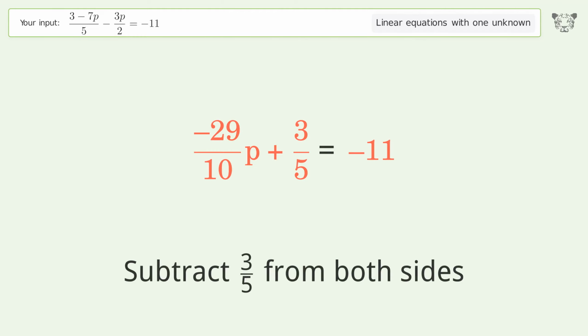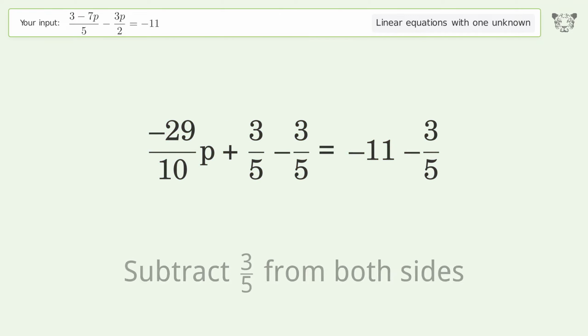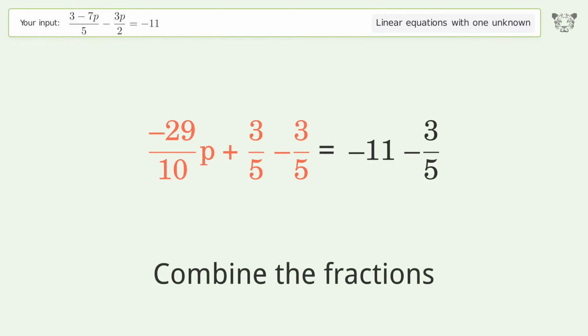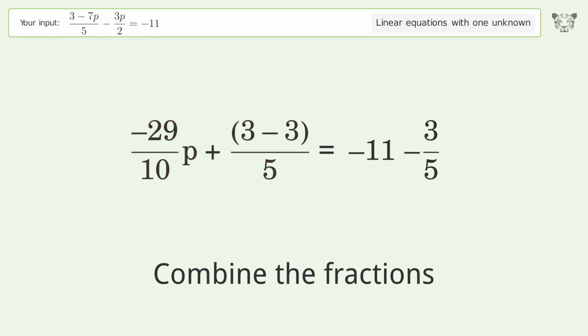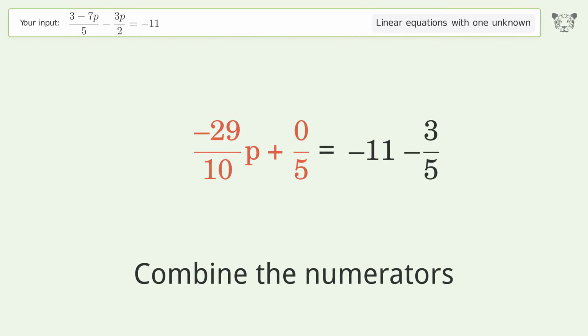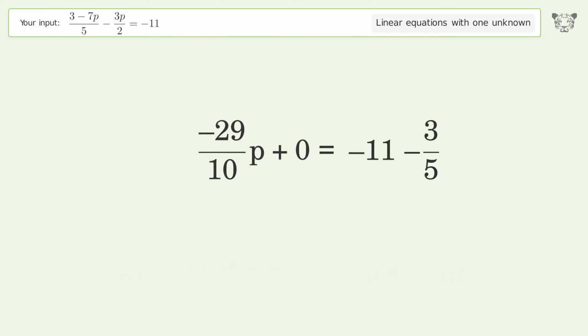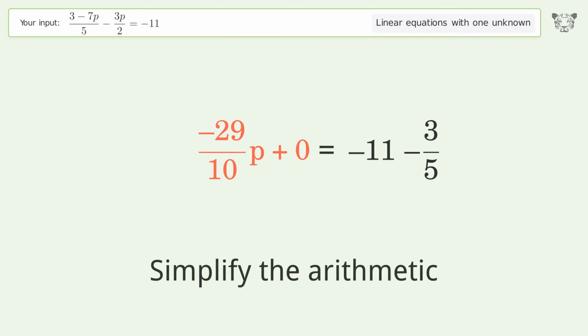Subtract 3/5 from both sides. Combine the fractions. Combine the numerators. Reduce the zero numerator. Simplify the arithmetic.